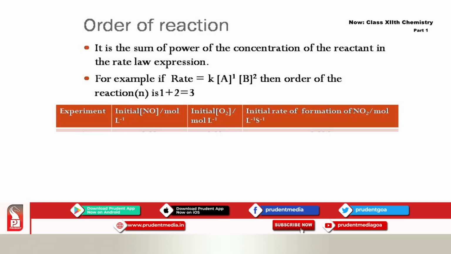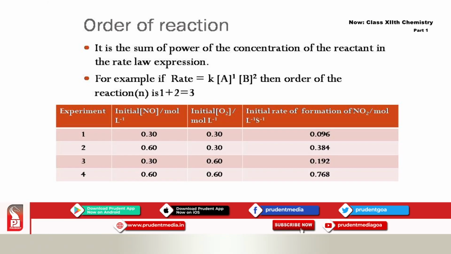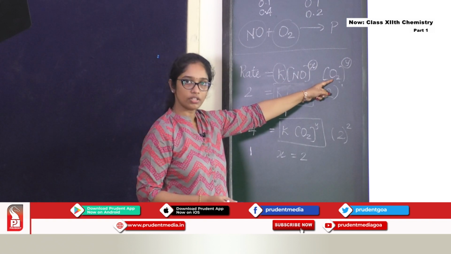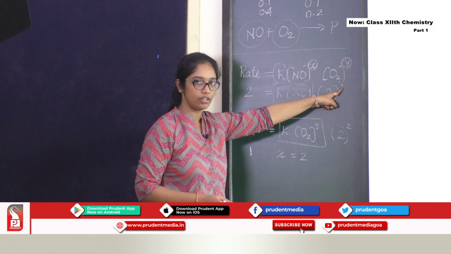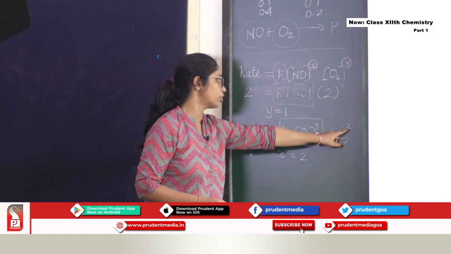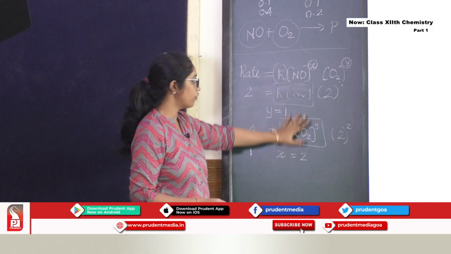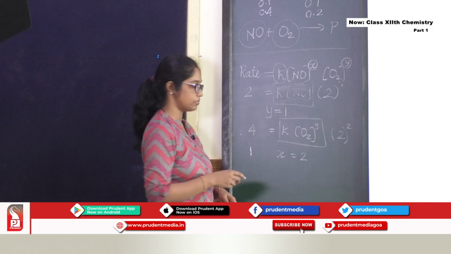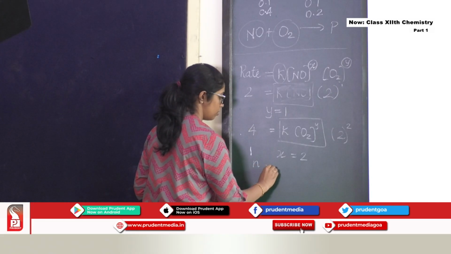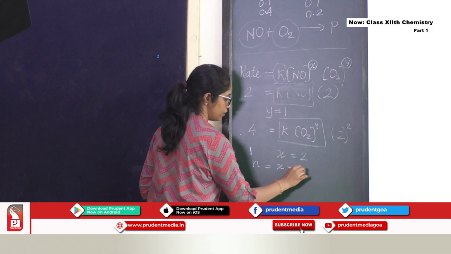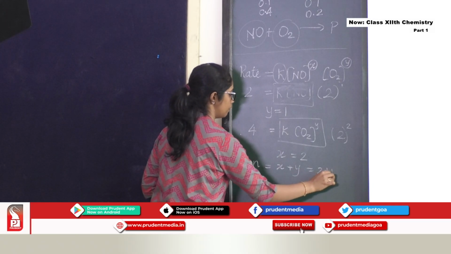Now, in this data that is provided to us, we try to calculate the order of the reaction. Not as yet. We found out that the order with respect to oxygen is going to be 1, and with respect to nitric oxide, the order is going to be 2. But the overall order of the reaction, remember, is the sum of the powers to which the concentration terms are raised, which is N equal to X plus Y, which is going to be 2 plus 1.